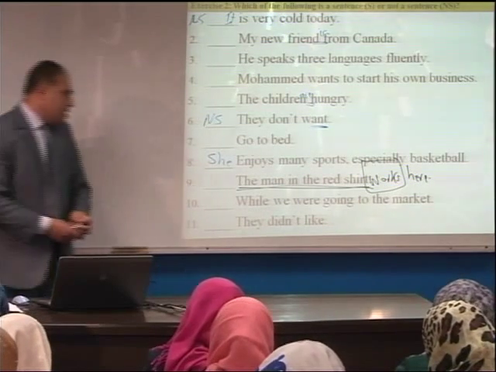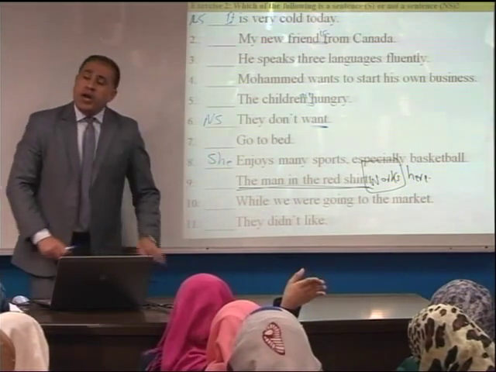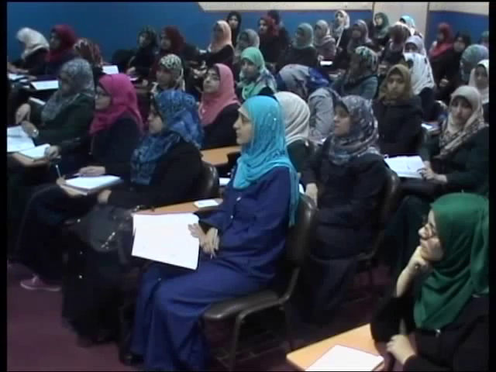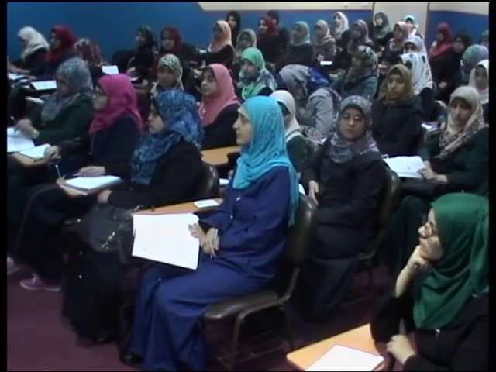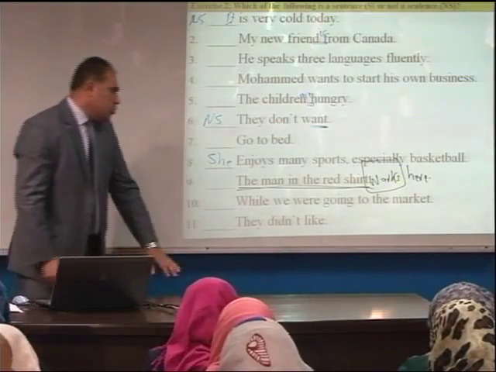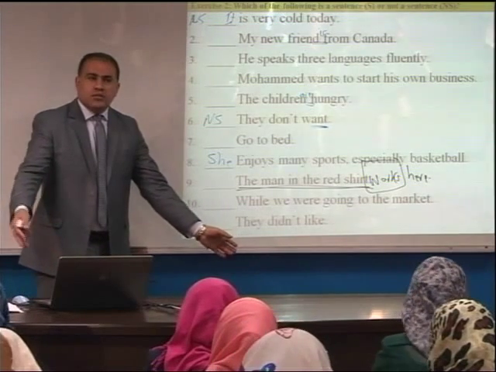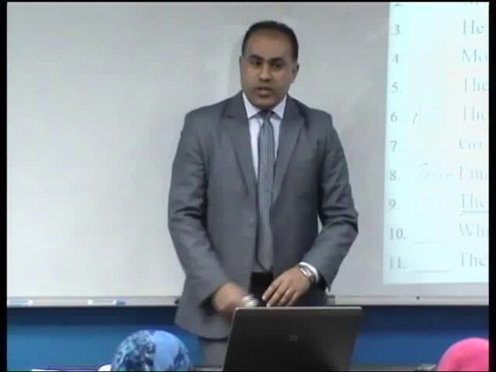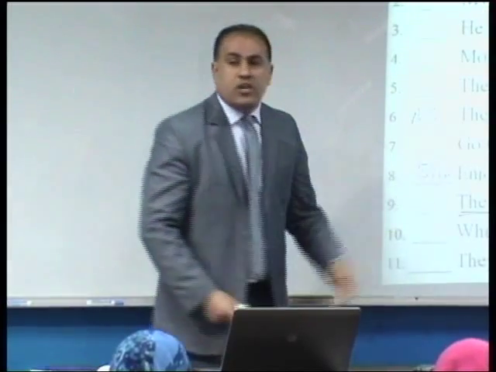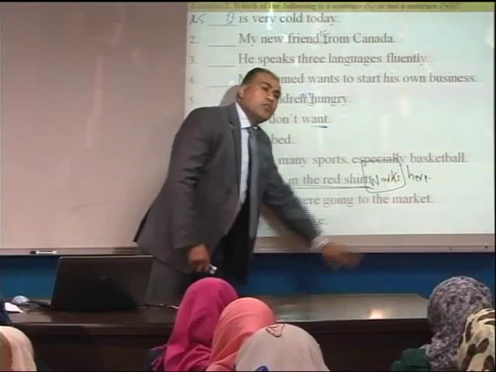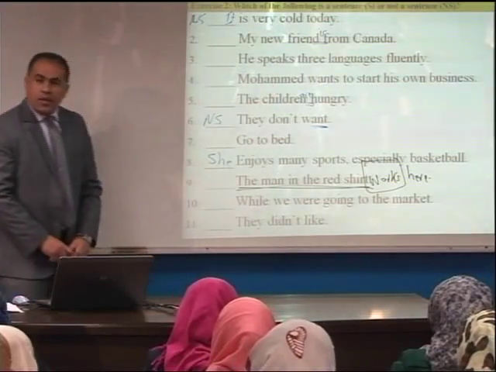All right? Let's see. Number 10. While we were going to the market. It's not a sentence. The meaning is not complete. While we were going to the market, we saw an accident. I bumped into an old friend, for example. I met a couple of old friends, and so on. So I have to complete this in order to express a complete meaning.